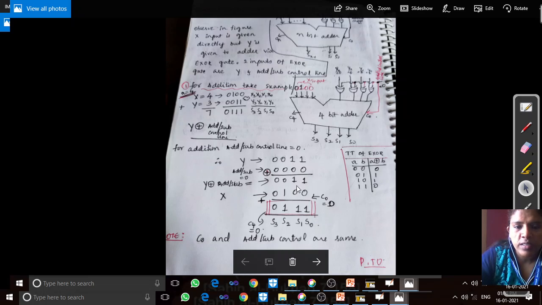This is what we got, the result as 0, 1, 1. I mean to say, when the adder subtract control line is 0, y is directed as output of the XOR gate. Now, similarly, when x is given here, what is the x here? X is 0, 1, 0, 0. Y is what you got, 0, 0, 1, 1. The component of input 0 is 0 and the sum what you got is 0, 1, 1.